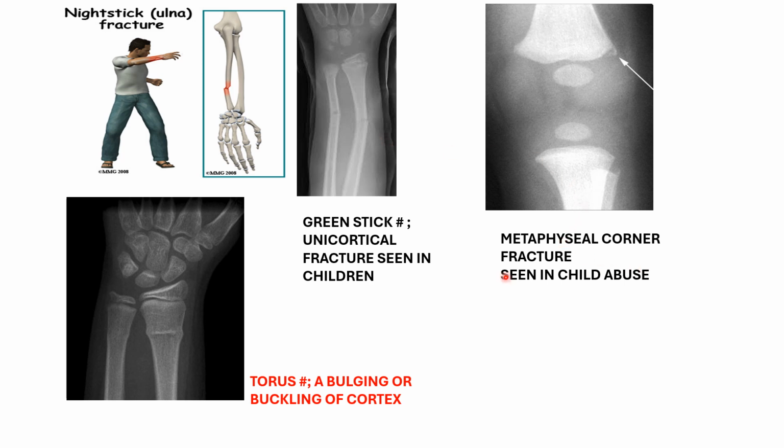Metaphyseal corner fracture is seen in child abuse. Torus fracture is a bulging or buckling of cortex. There is no breach of cortex here. There is only a bulging.